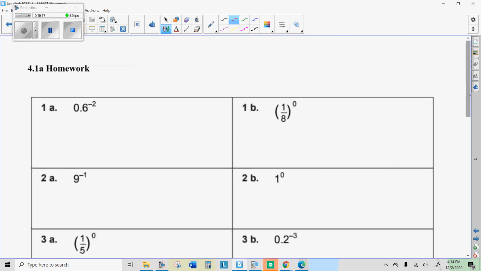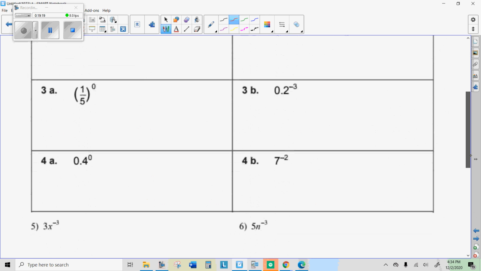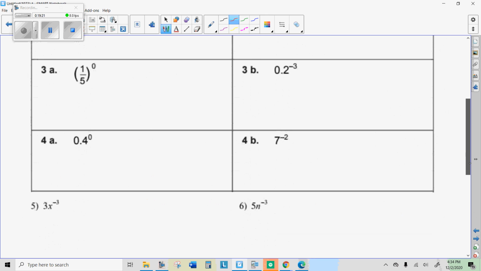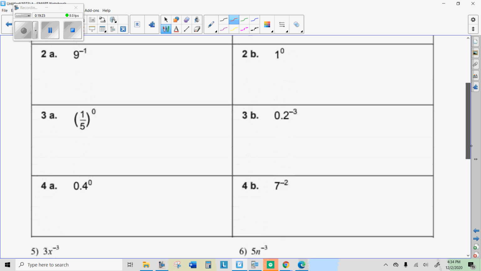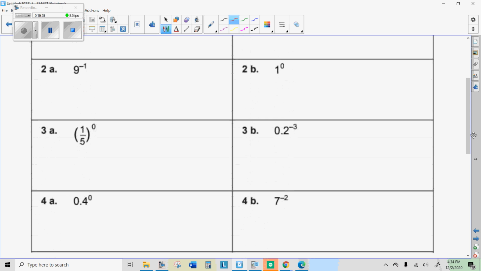All right, in the homework assignment, you're going to just do the first four, 1 through 4 here. The other ones I'm going to save for another assignment. So do those and then submit your answers on that Google form, and we'll talk to you soon.